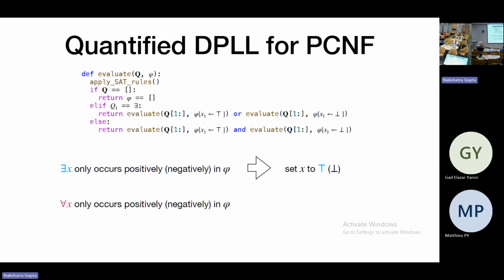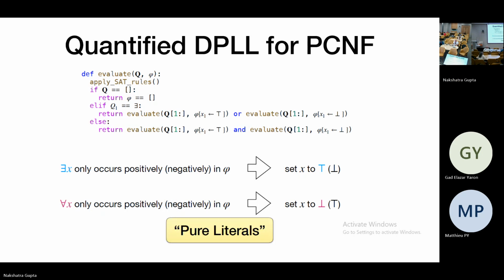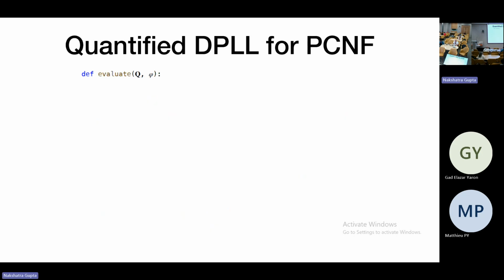And we can do something similar for universally quantified variables, only that now we're trying to make the formula false. So if x only occurs as x, we want to set that to false. And if it only occurs as not x, we're going to set it to true so as to make the literal disappear from the clause. These are called pure literals. And you can add that to your routine, and what can happen is that once you apply this pure literal rule, you get rid of some clauses, and then another literal becomes pure, right? You can do that in a loop to successively simplify your formula, until you can't make any more simplifications.